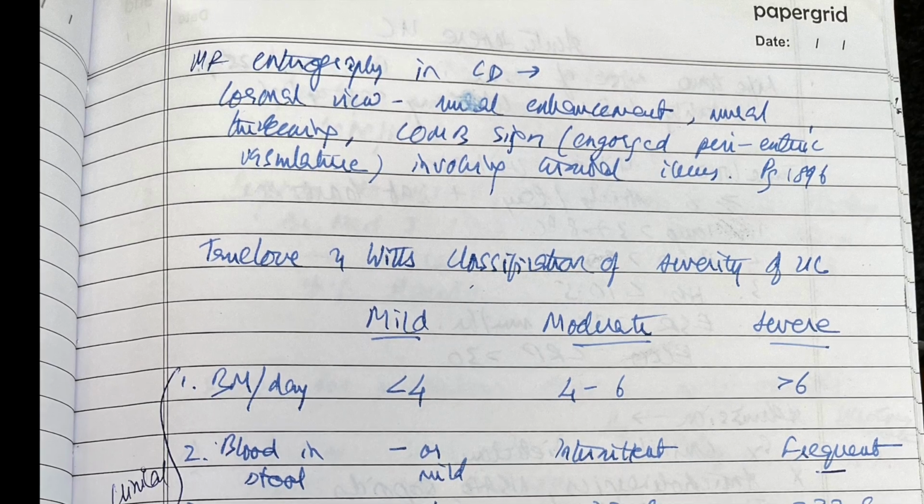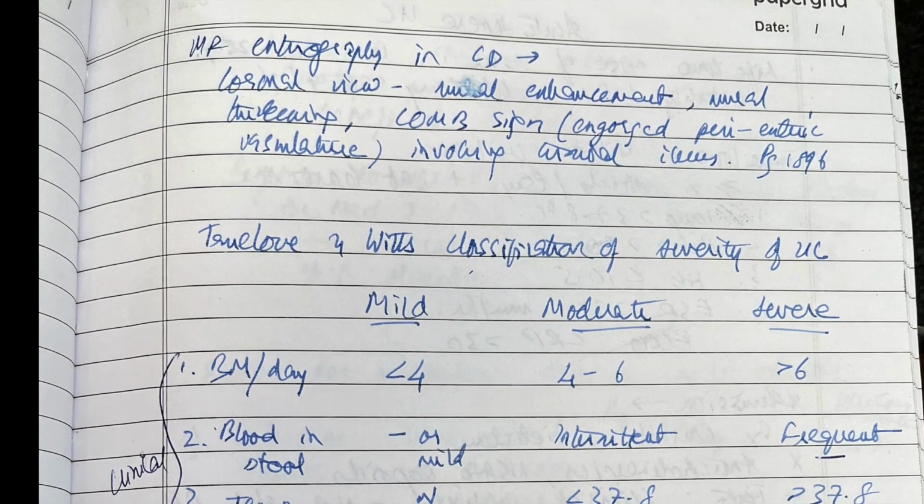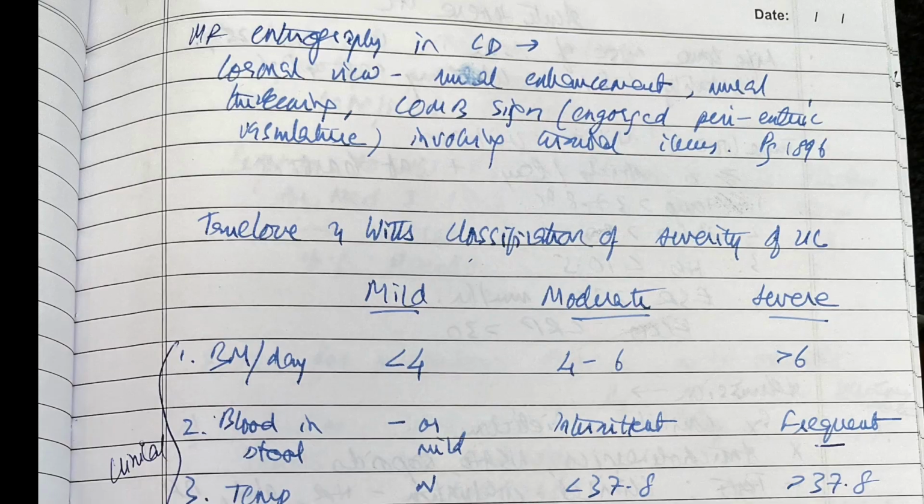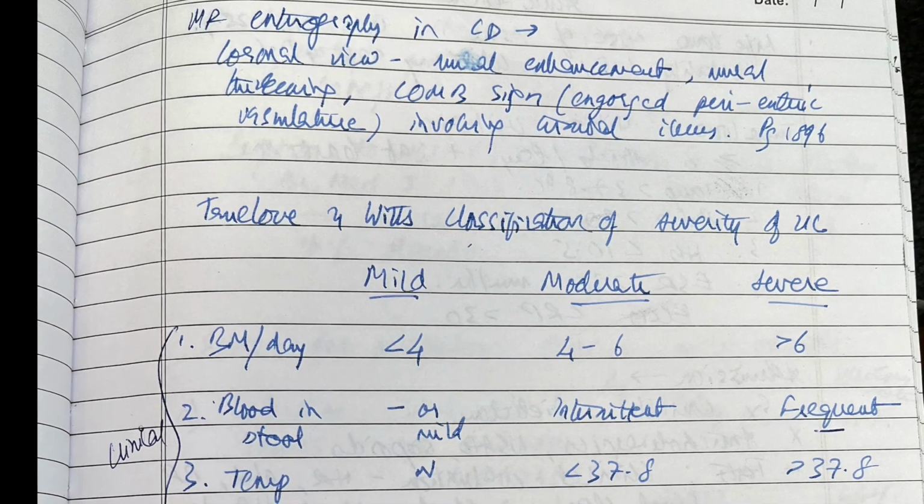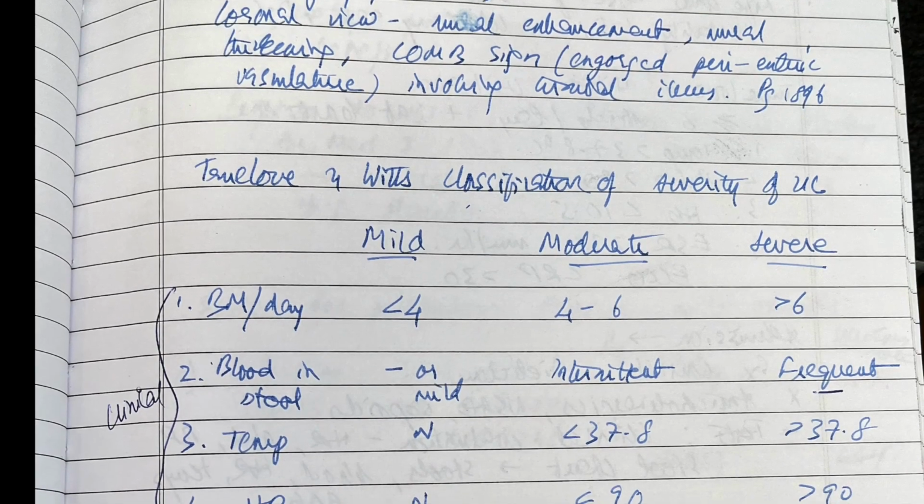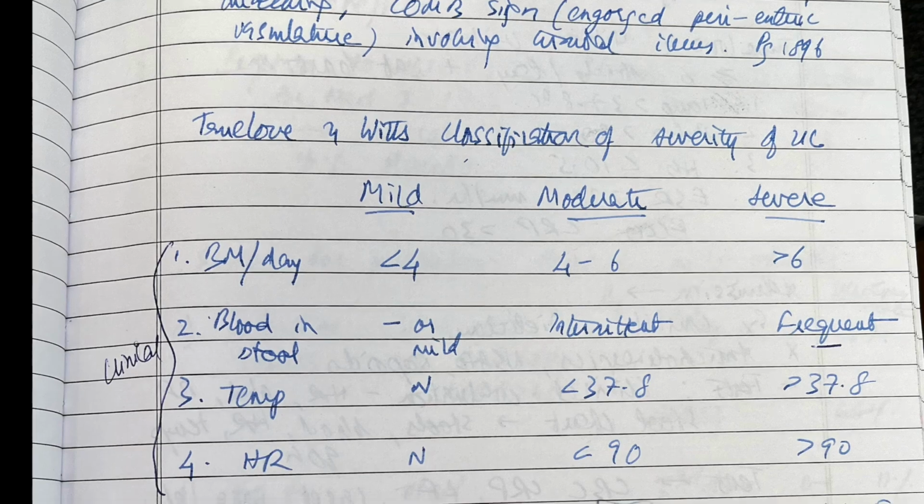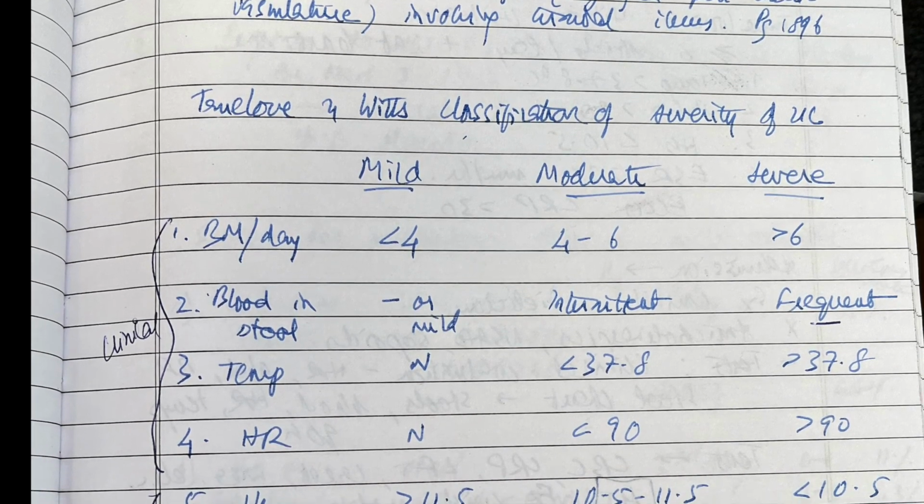MR enterography is the first investigation to be done in Crohn's disease. A coronal view shows mural enhancement, mural thickening, and the comb sign, which is engorged perienteric vasculature involving the terminal ileum.